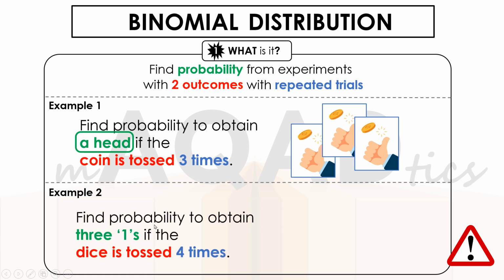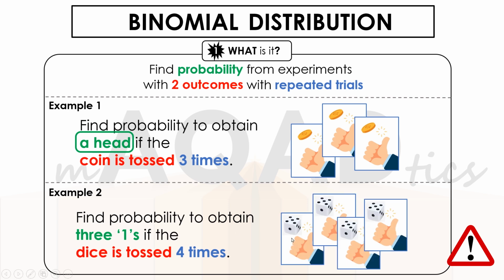Another example is: find the probability to obtain 3 ones if the dice is tossed 4 times. I understand that if we toss the dice, there will be 6 outcomes, but sometimes the question will tweak it a bit to make sure there will be only 2 outcomes. So for this example, the outcomes would be either we get 1 or we do not get 1. We will toss the dice 4 times and we find the probability or the chances that we can get exactly 3 ones. Later on, I will explain how we find the probability for both examples.